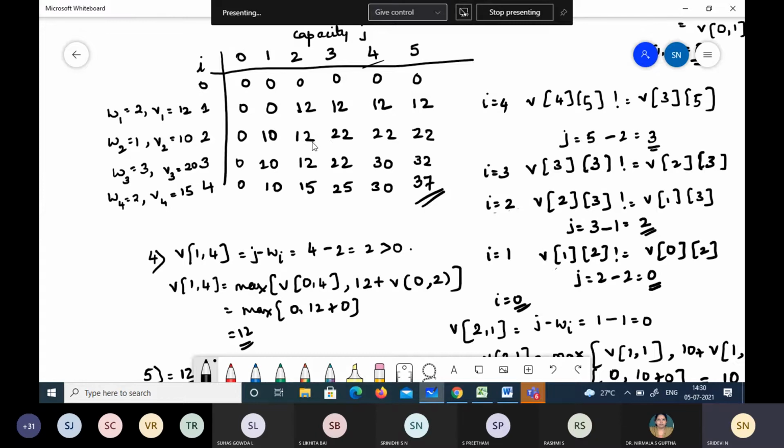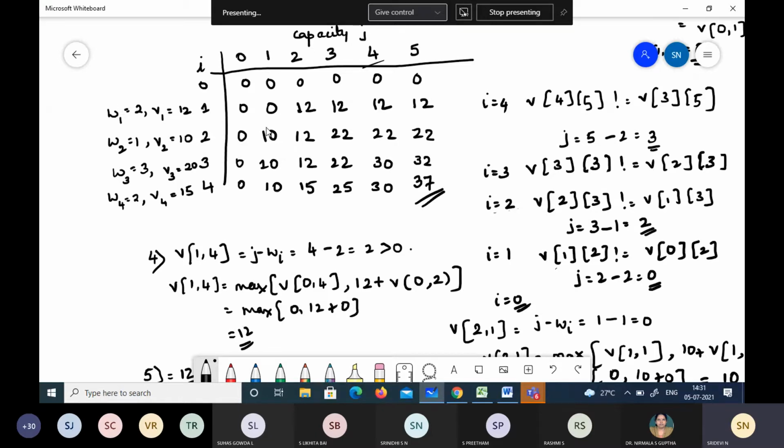So i becomes 2 and j is still 3, isn't it? So we'll compare this with this value, i minus 1 and j. These two are different. The difference in the value says that this particular object is selected, object 2. Then we have to decrease the weight. So 3 minus 1 becomes 2. Then we move on like that. Here we compare these two values. As they are different, object 1 is also selected.